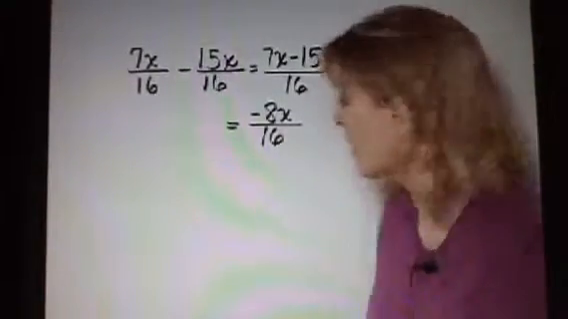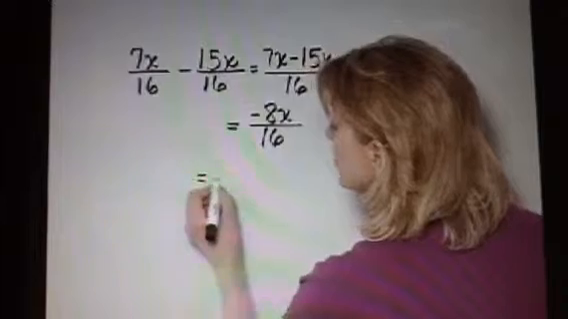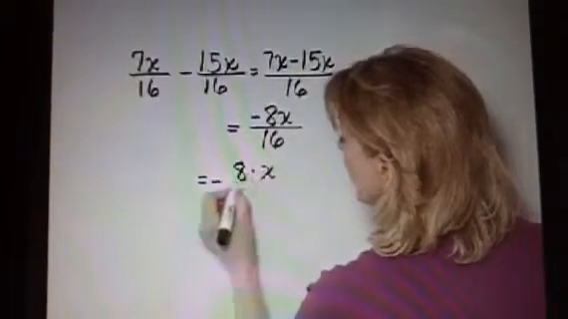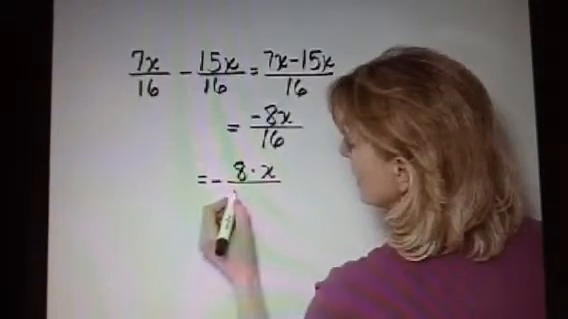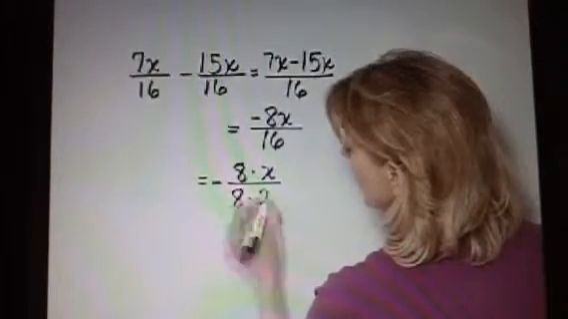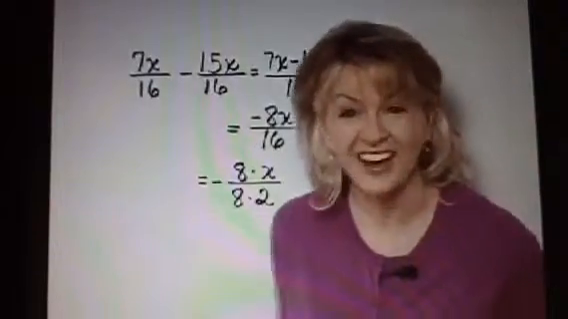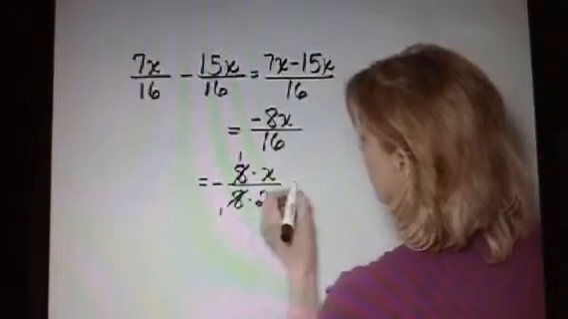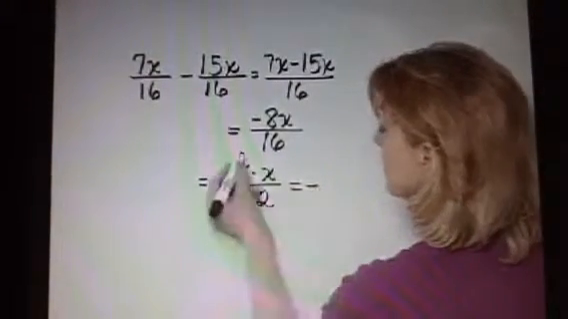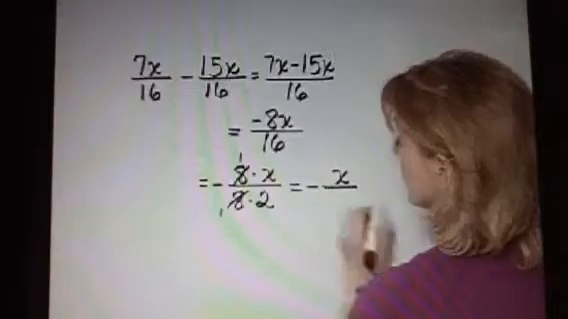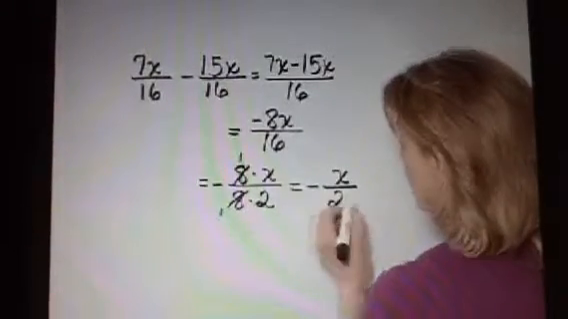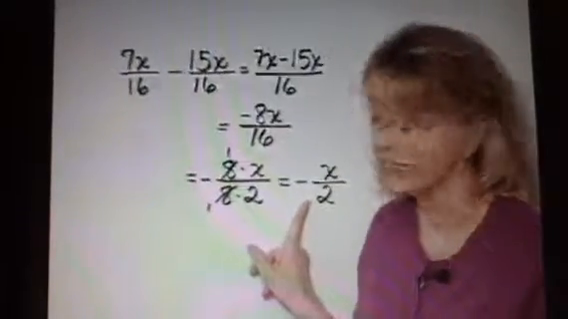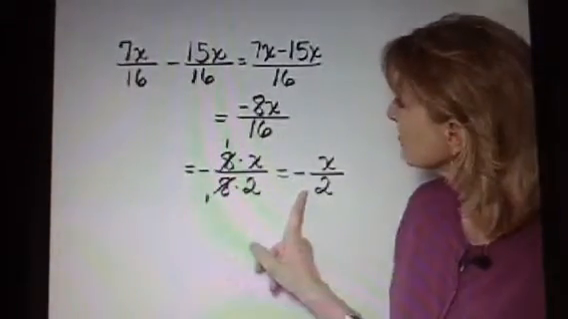And now what? Now we simplify. If you'd like, you can put the negative in front, and in the numerator I have 8 times x. In the denominator, 16 is 8 times 2. Thinking about those common factors, common factor of 8. So what is my result? It is negative 1 times x, which I can just write as x over 1 times 2, or 2. There is my result when I subtract these two fractions.